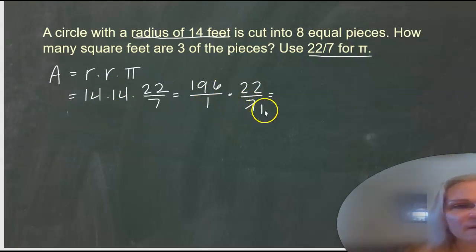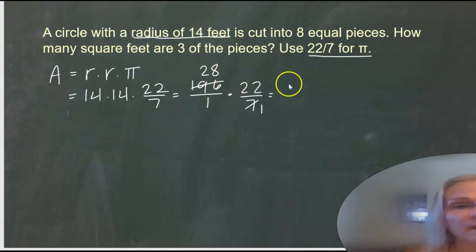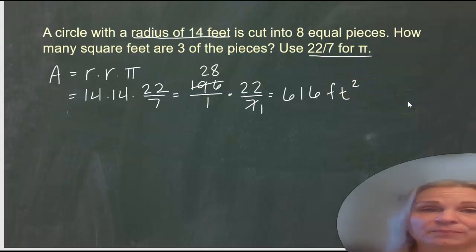I'm going to divide by 7, and I'm going to divide this by 7. And I get 28. So then I have to do 28 times 22, and that gives me 616 square feet for the whole pizza.